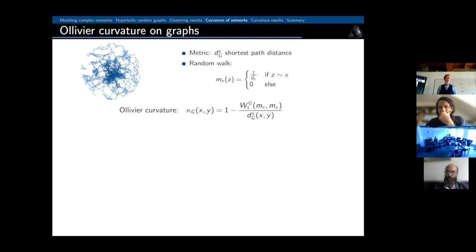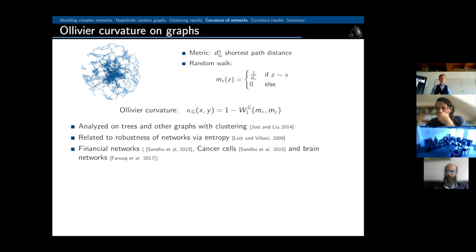So you can study this. And in particular, because we're looking only at neighbors, the distance is always going to be 1. So in this case, it just becomes this. Now this is a classical definition which people studied. They analyzed it on trees and graphs with clustering. You can also relate it to robustness of networks via entropy and heat equations. And then people started applying this notion to analyze robustness and resilience of financial networks, networks of cancer cells, communications, and brain networks, and lots of other things. This is not an exhaustive list.